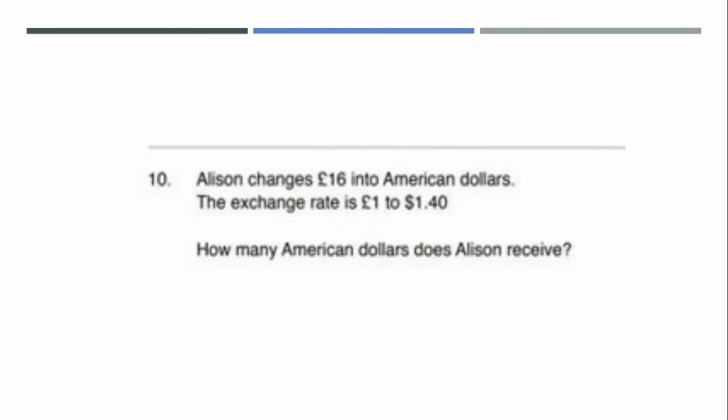Alison changes 16 pounds into American dollars. The exchange rate is £1 equals $1.40. How many American dollars does Alison receive?